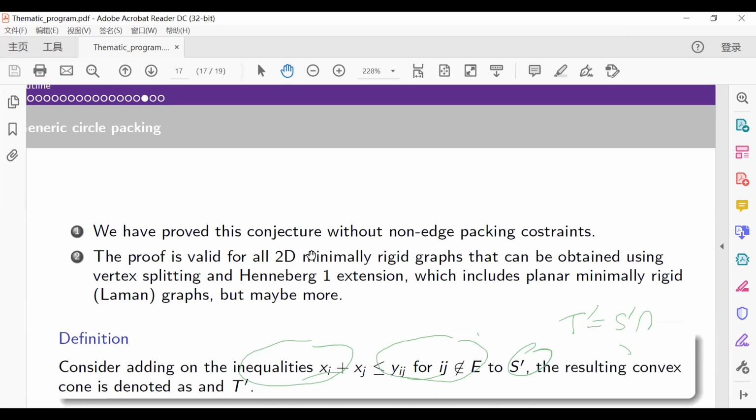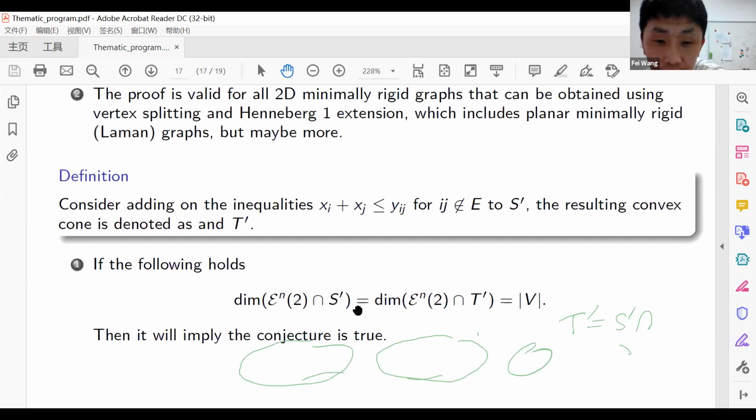Okay. Yeah, this is because the dimension of S prime is equal to V. If we add the circle packing constraint, then this will be T prime inside S prime. And if this is true, then this proves the whole conjecture. So you proved the dimension of S prime is equal to V. Yeah. And I want to prove that for the other one, T prime, it is also V.